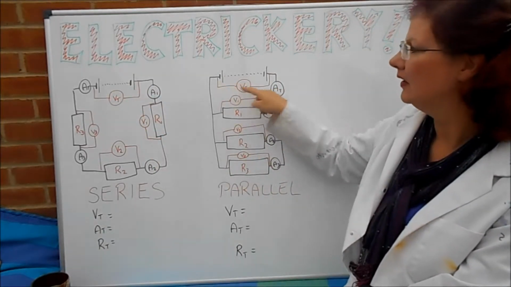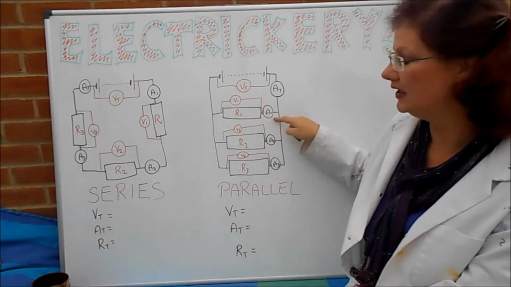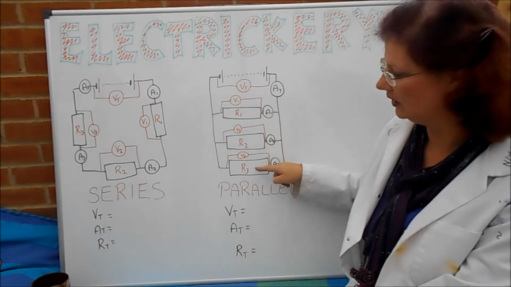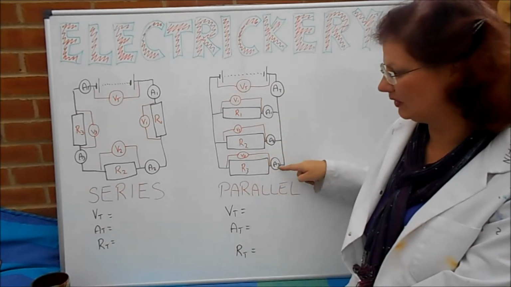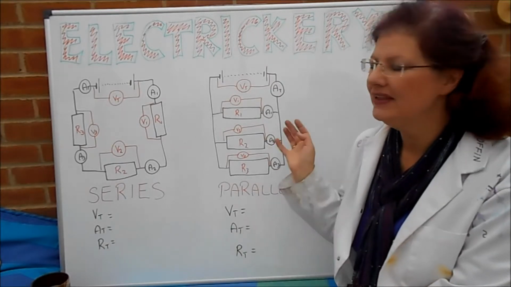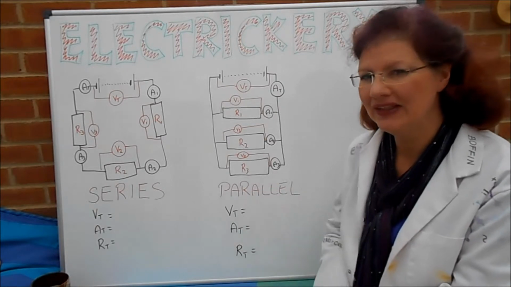Here again, the total voltmeter, a voltmeter for resistor 1 and an ammeter for it, resistor 2, voltmeter 2 and ammeter 2, resistor 3, voltmeter 3 and ammeter 3, and a total one. Okay? Obviously in a circuit you wouldn't normally have this many ammeters and voltmeters, but we're just going to look at how the things combine.